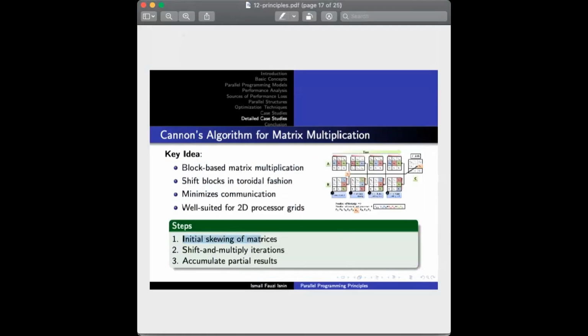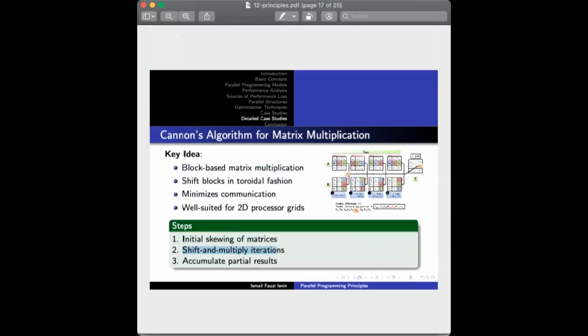For the second step, shift and multiply iteration. Each process multiplies its currently held local blocks of A and B, then accumulates that partial result directly into its block matrix C. Then it performs a stepwise circular shift, moving blocks of A to the left and blocks of B upward, as you can see here. This is how it works.